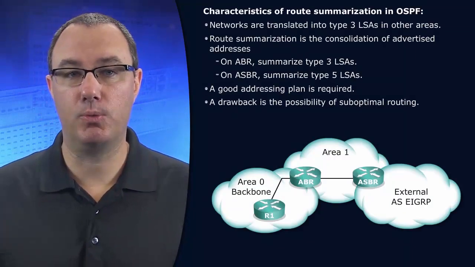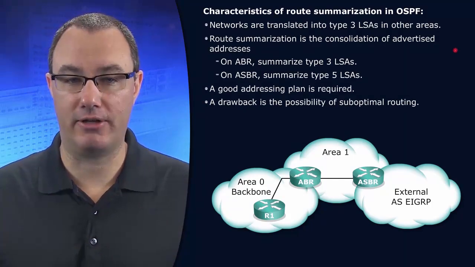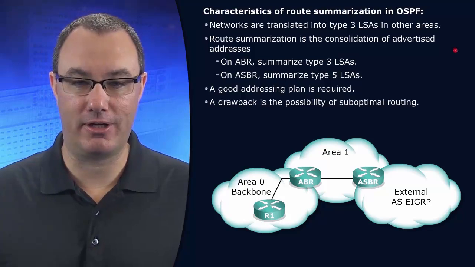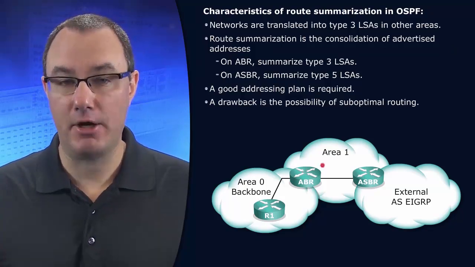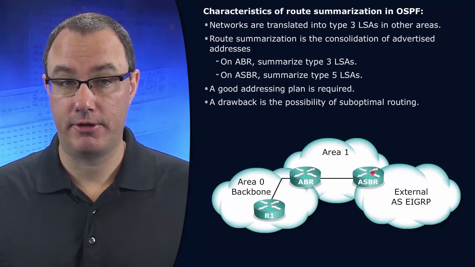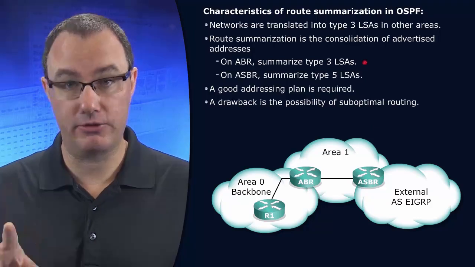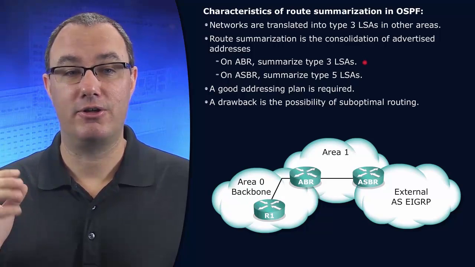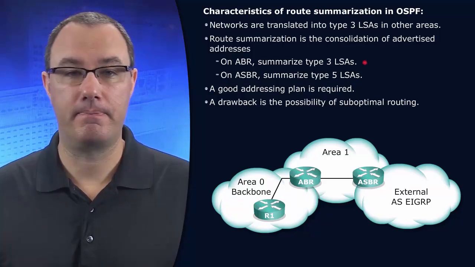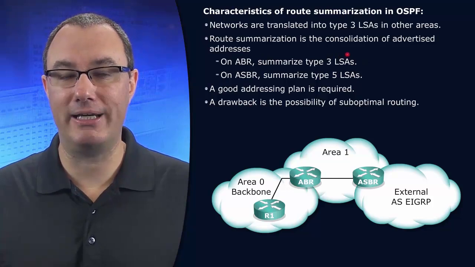But we have to be really mindful about what we can and cannot summarize and where we can and cannot summarize. We can summarize on ABRs and ASBRs, but specifically only on those two. You can't do it on an internal router. You have to be on an area border router. And area border routers can only summarize type 3 LSAs.